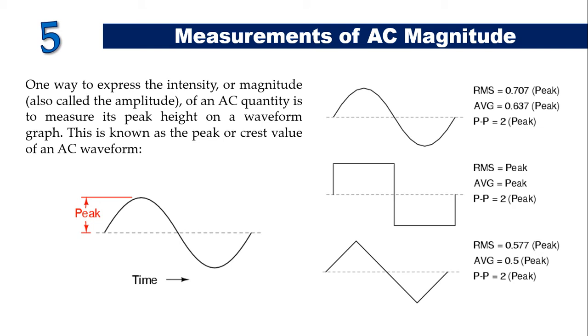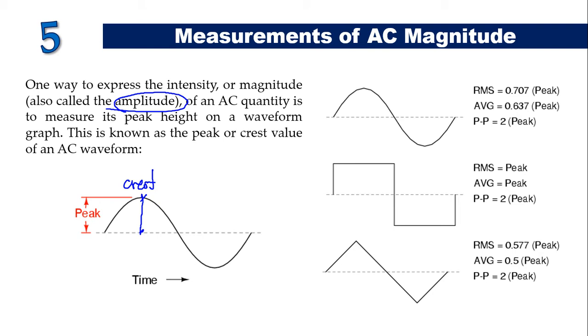One way to express the intensity or magnitude, yung tinatawag nating amplitude. Amplitude ng isang AC quantity is to measure its peak height on a waveform graph. So, ang tawag na din natin doon, it is the peak, or the crest value ng isang AC waveform. Yan yung itsura niya. Yan yung tinatawag natin peak voltage of a waveform. Okay? So, yun yung ating peak.